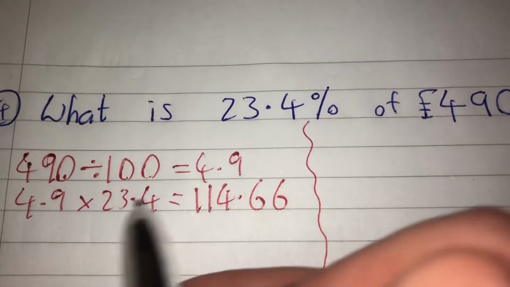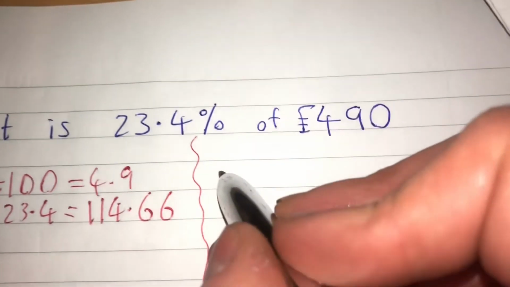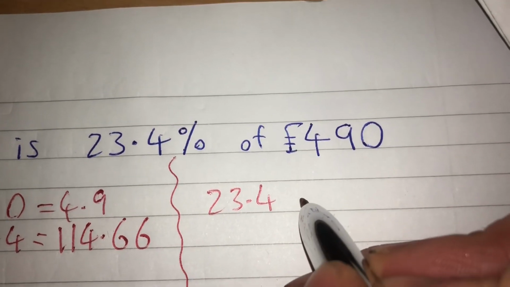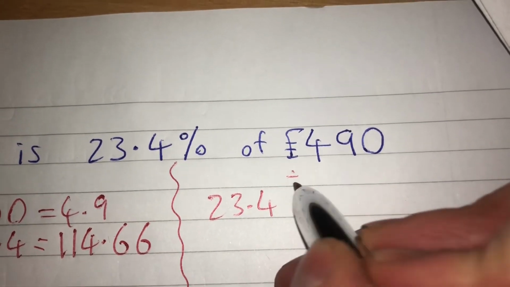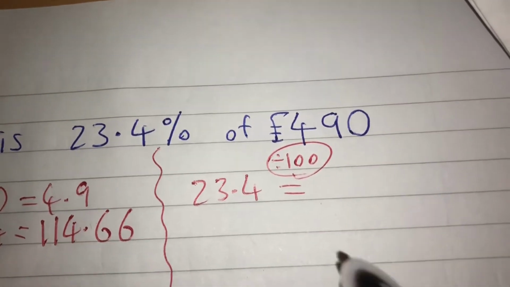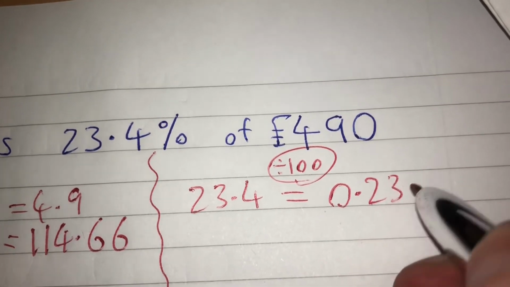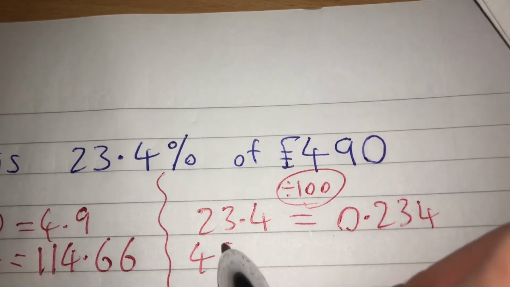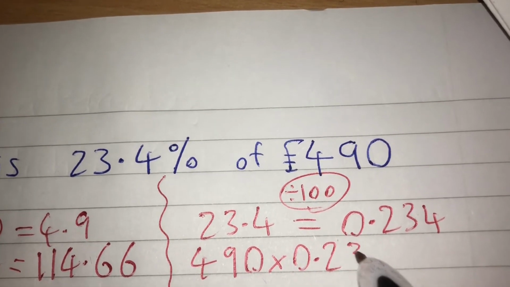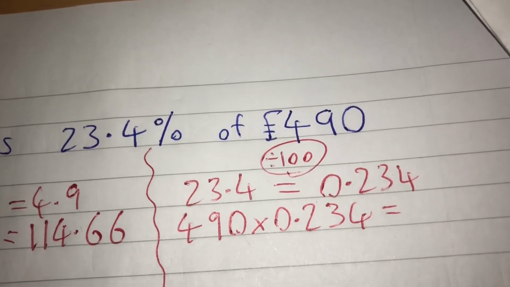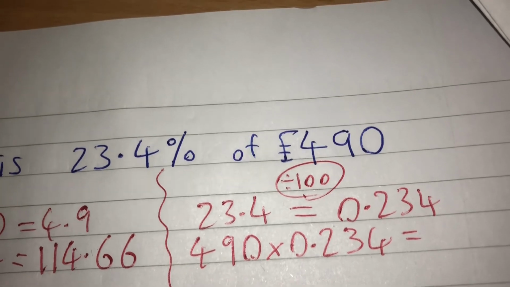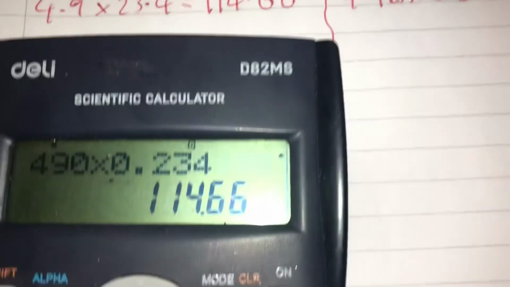Straightforward for the first one, divide by 100, multiply by the percentage. For the decimal multiplier, again, just be careful, 23.4, if you want to change that into a decimal, divide by 100. Okay, and when you put that in the calculator, it'll give you 0.234. So once you know that decimal multiplier, just multiply the original amount by that, 490 by 0.234. And again, just to show you, I get the same thing.